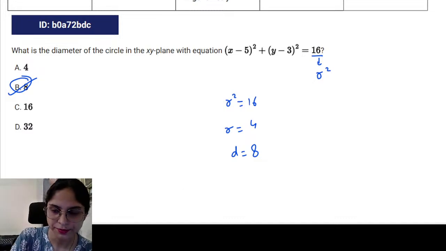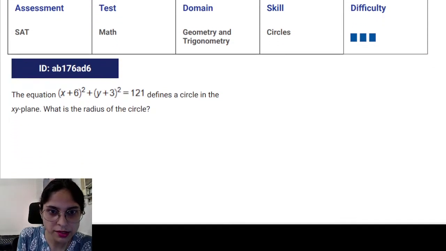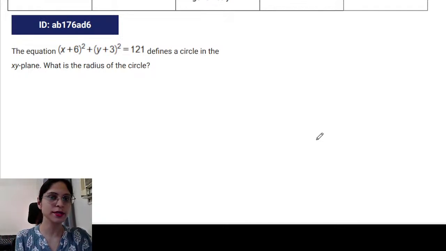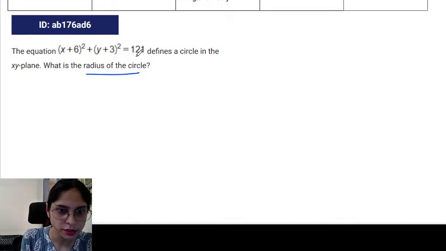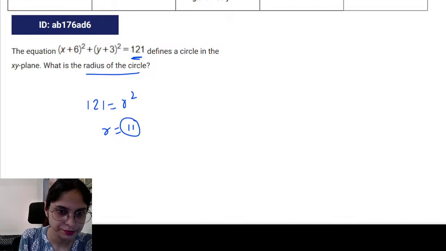Question number 9. If you just remember this equation, these are not hard questions, they have given it in hard questions, but if you just know, you know it's easy. Like for example, what is the radius of the circle? We know that this thing represents r squared. So radius is simply 11. 11 is the answer. It's that easy. Next is question number 13.